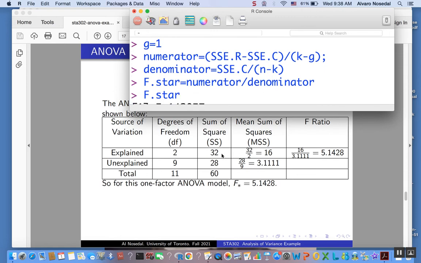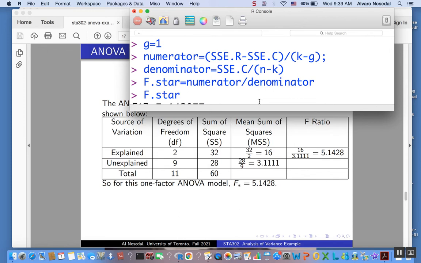So what I want you to see is that once you have these quantities here, it's game over. Why? Because this is how you do it. 28 divided by 9 gives you this. 32 divided by 2 gives you this. And then your test statistic is just 16 divided by 3.111, and that's your F star. So again, bottom line, what I wanted you to see is that an ANOVA table is just a table that is going to help you compute the test statistic for a partial F-test.